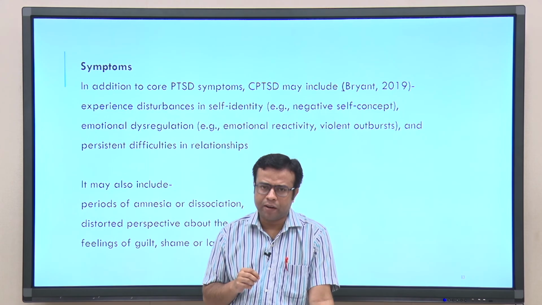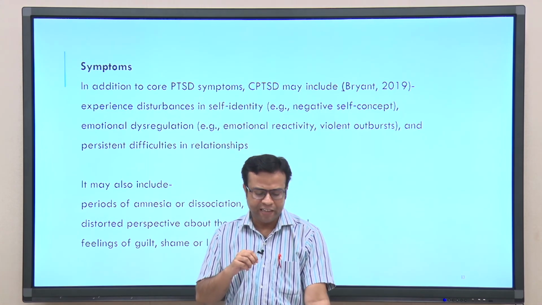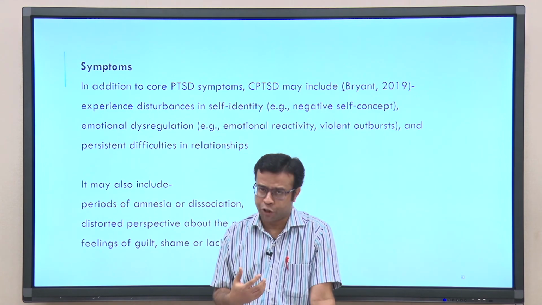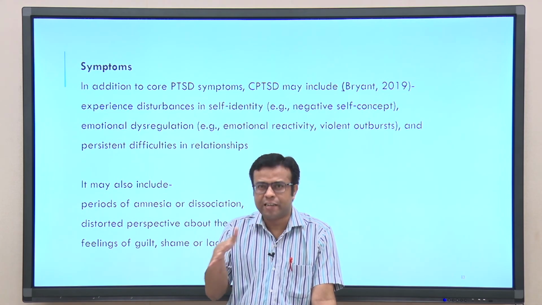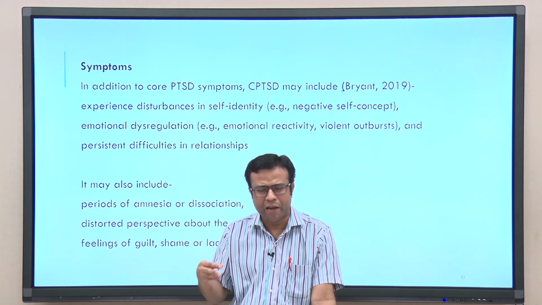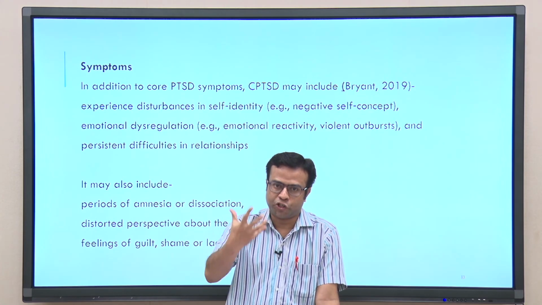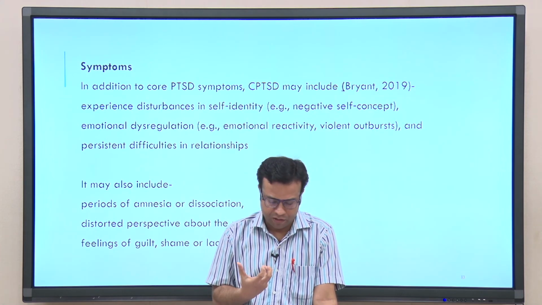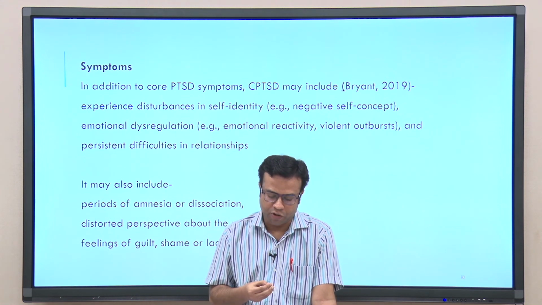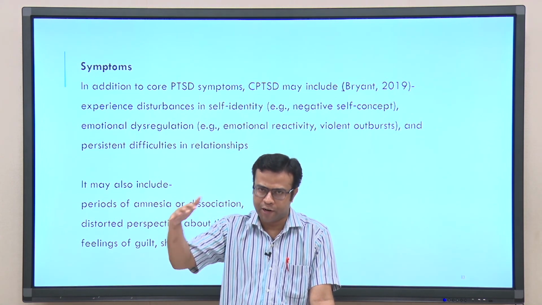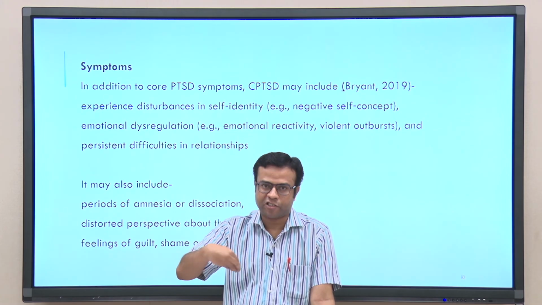Such people also generally find difficulty in forming relationships. There is persistent difficulty in forming relationships, primarily because they are not able to trust people when such torture and abuse happens repeatedly and for a prolonged time. So, they are not able to form very trusting relationships.